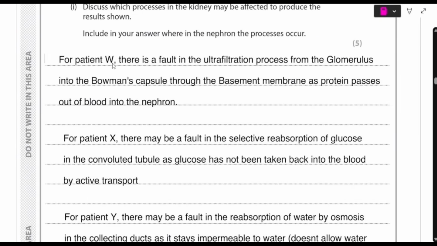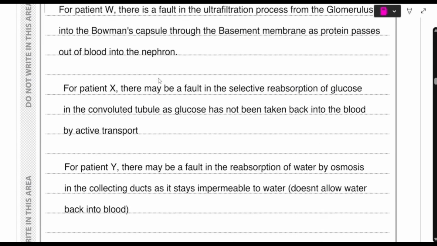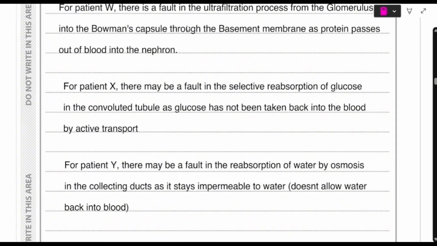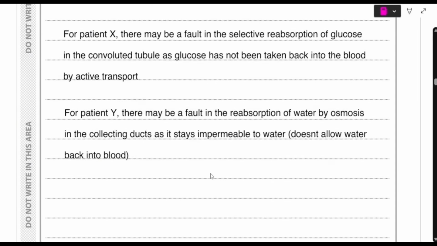So this is the answer: they have a fault in ultrafiltration in the glomerulus, as I've said, because protein is a large molecule which shouldn't pass through it. Then patient X, there may be a fault at selective reabsorption in the convoluted tubule, because this is where it is taken back into the blood. And patient Y, there is a fault at reabsorption of water by osmosis in the collecting ducts, because it stays impermeable, which may be due to less release of ADH, or it could be a fault in the duct itself.